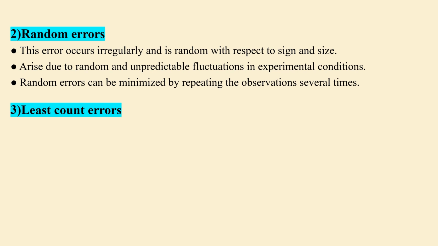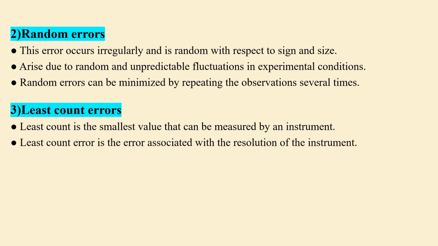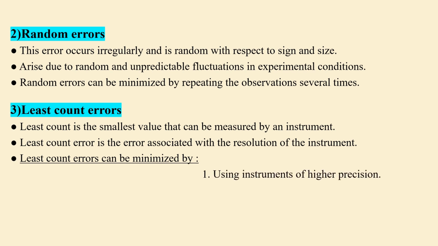3. Least count errors. Least count is the smallest value that can be measured by an instrument. Least count error is the error associated with the resolution of the instrument. Least count errors can be minimized by 1. Using instruments of higher precision. 2. Improving experimental techniques.